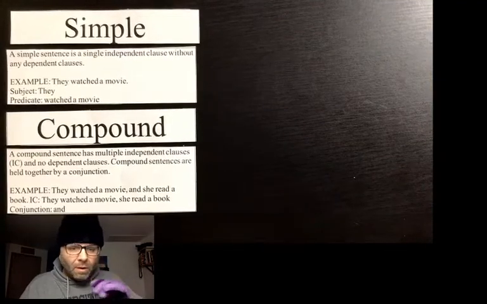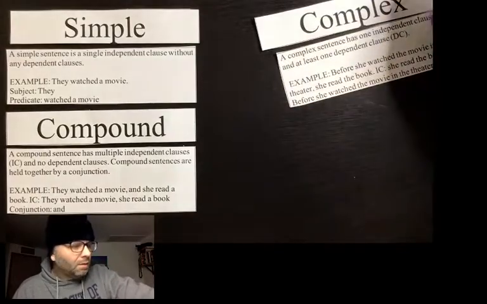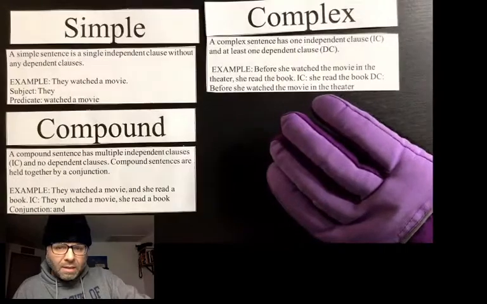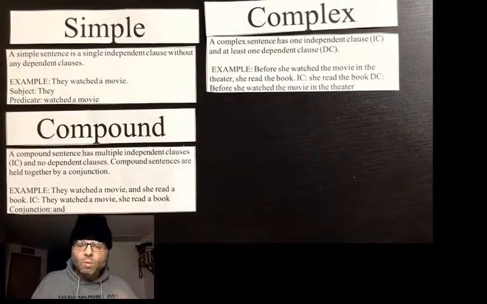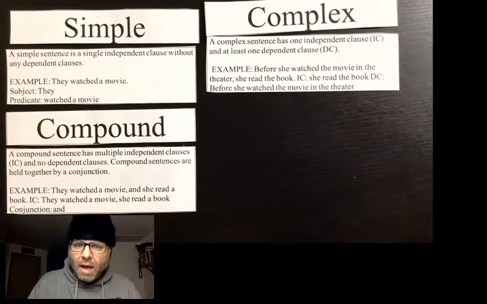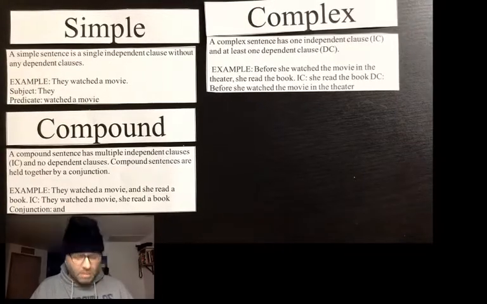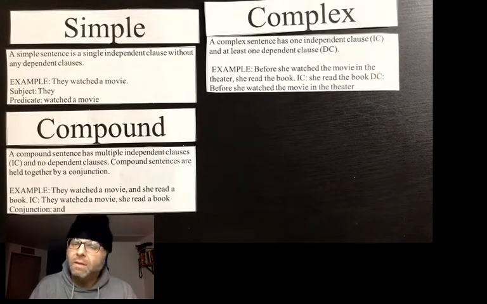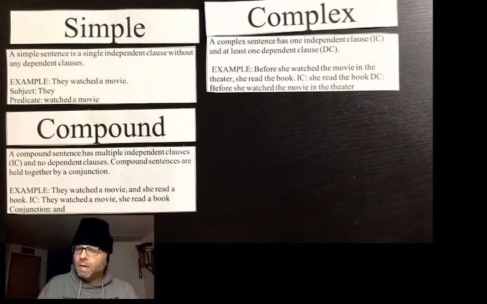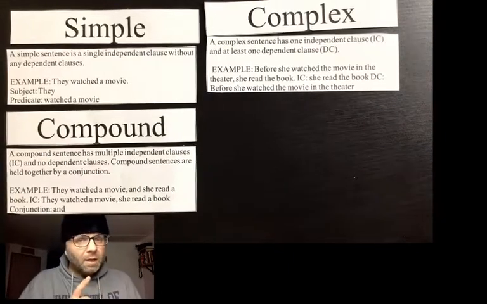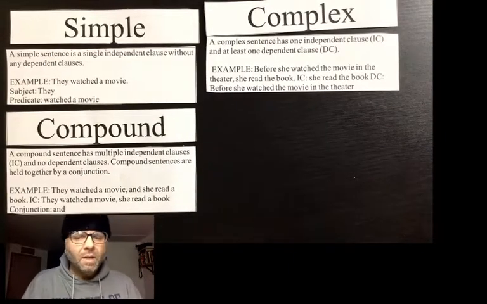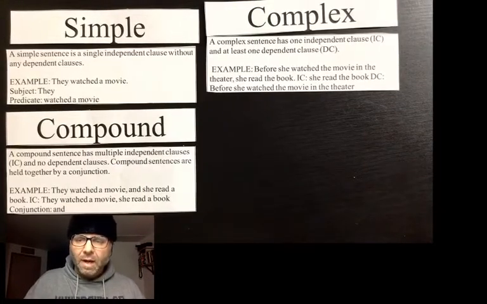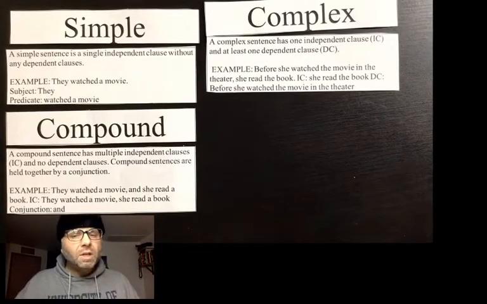Now moving on, we are going to look at a complex sentence. A complex sentence is a sentence that has 1 independent clause and at least 1 dependent clause. For example, before she watched the movie in the theater, she read the book. Now notice how our independent clause, the sentence that can stand by itself, she read the book, is connected with a dependent clause. Before she watched the movie in the theater.